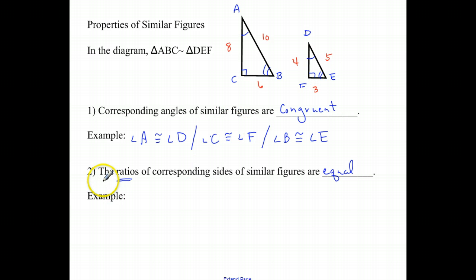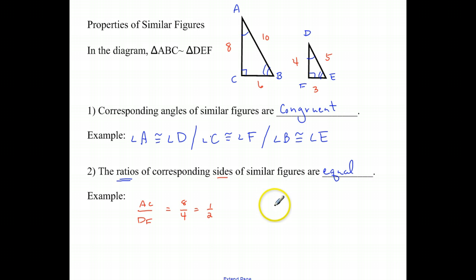The second part of our properties of similar figures tells us that the ratios of corresponding sides of similar figures are equal. So it does not say that the sides themselves are equal to each other, but just that they are in proportion to one another. So therefore, if I took corresponding side lengths, like AC, which corresponds with side length DF, I would get a proportion of 8 to 4. You should all know that that reduces to 2/1, or 2.